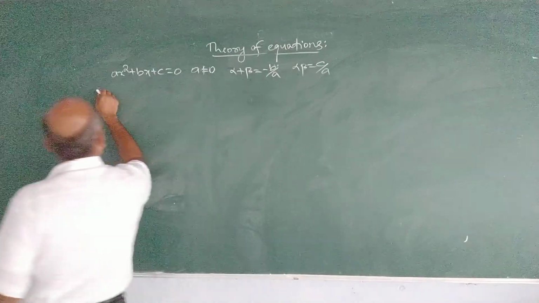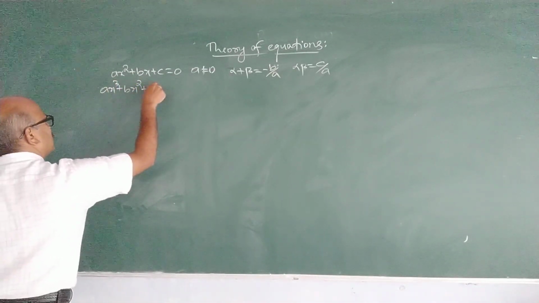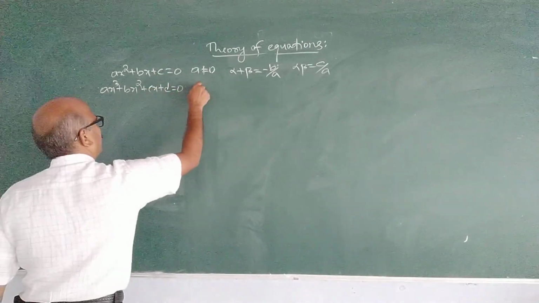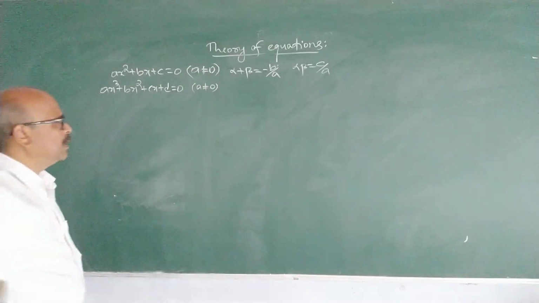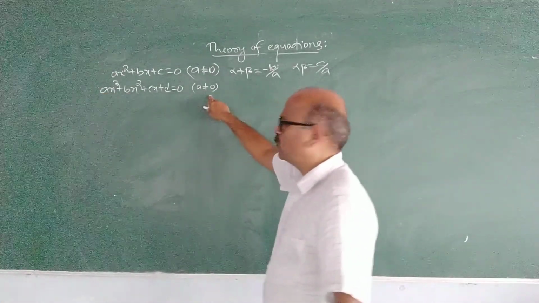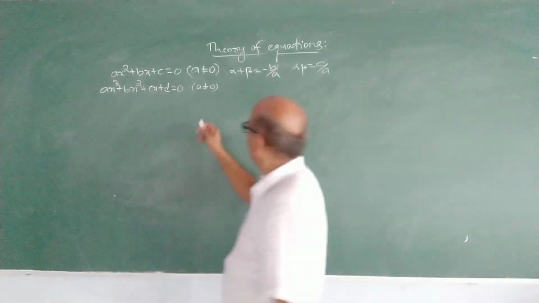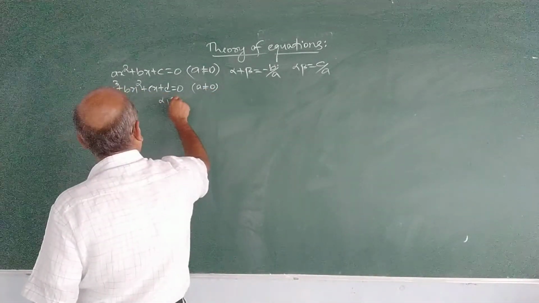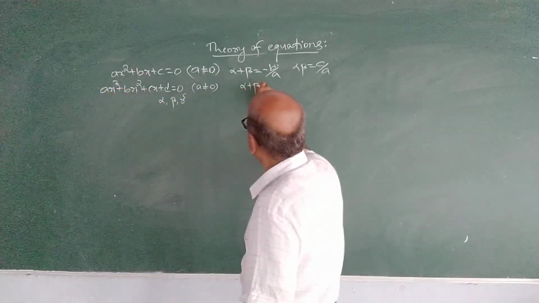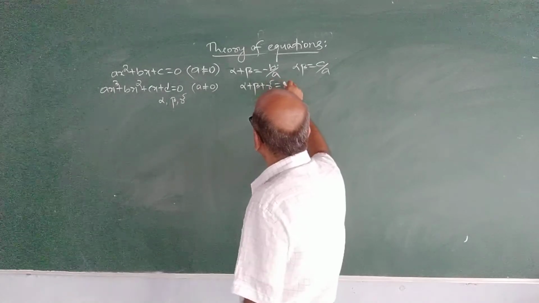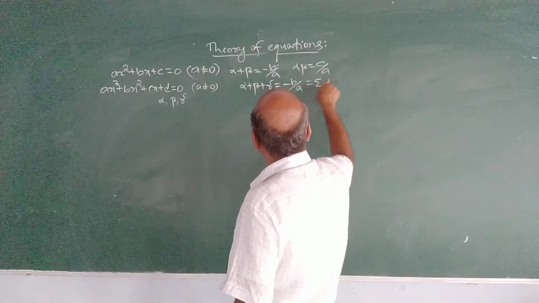Suppose the equation is cubic, ax³ + bx² + cx + d = 0. If a is not equal to 0, then it is a cubic equation. If alpha, beta, gamma are the roots, because it is an equation of degree 3, there will be 3 roots. Then alpha plus beta plus gamma, the sum of the roots taken one at a time, is denoted by sigma alpha.